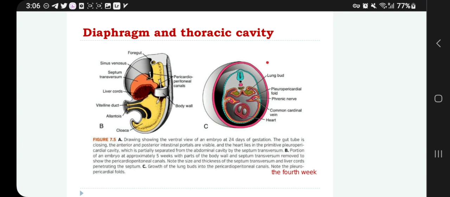In the first weeks we have folding: anterior-posterior, or cephalic-caudal, and lateral to lateral, which makes the body. But in the third week we have an embryo like this.